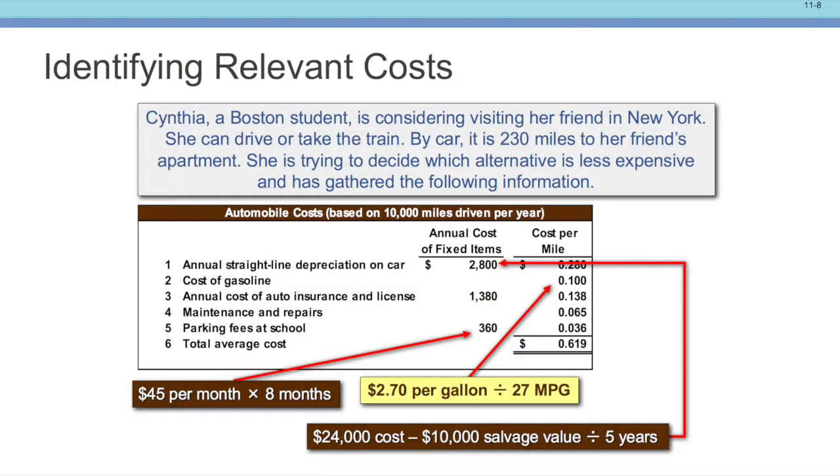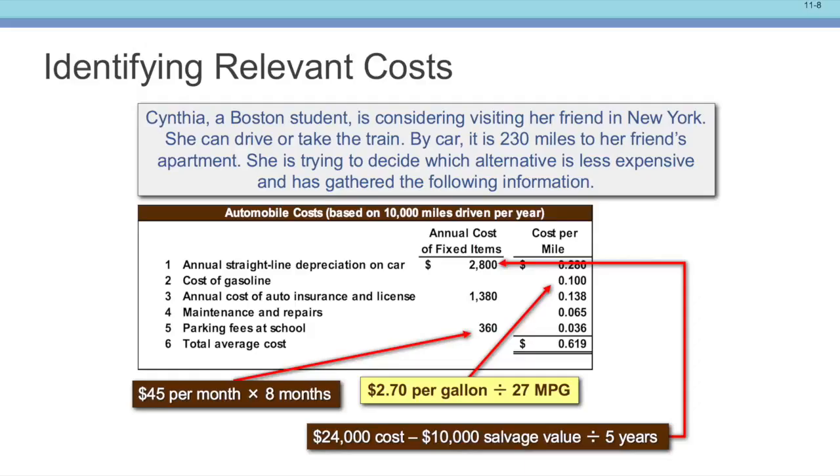So an example, I think, will clear this up. Cynthia, a Boston student, is considering visiting her friend in New York. She can drive or take the train. That's her decision. By car, it's 230 miles to her friend's apartment. She's trying to decide which alternative is less expensive, and she's gathered the following information.